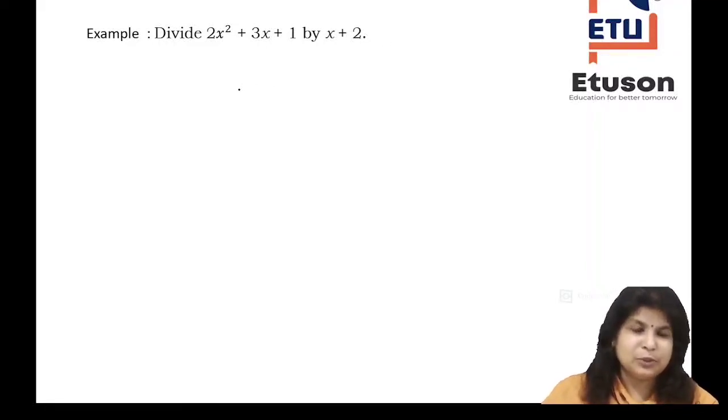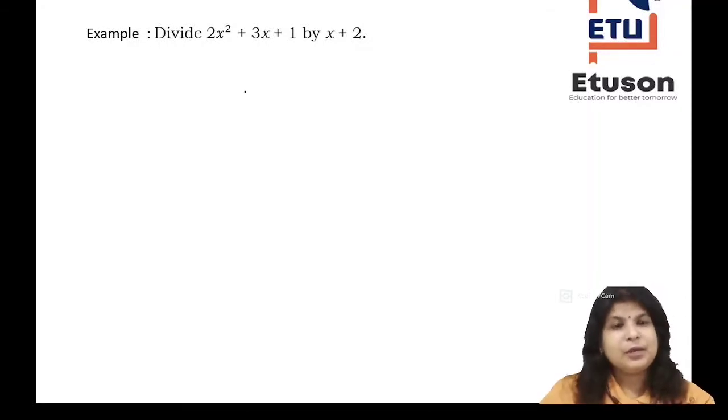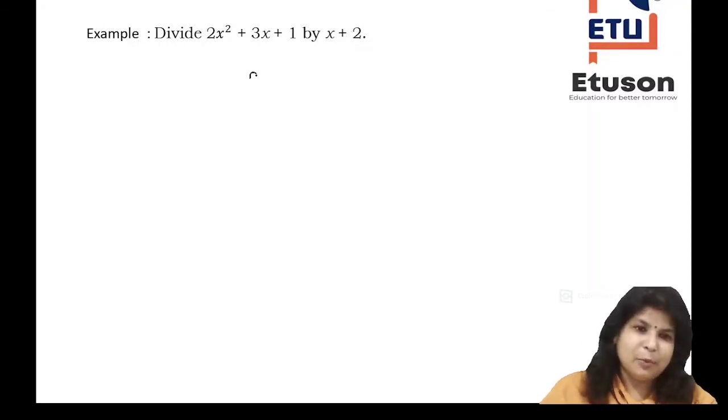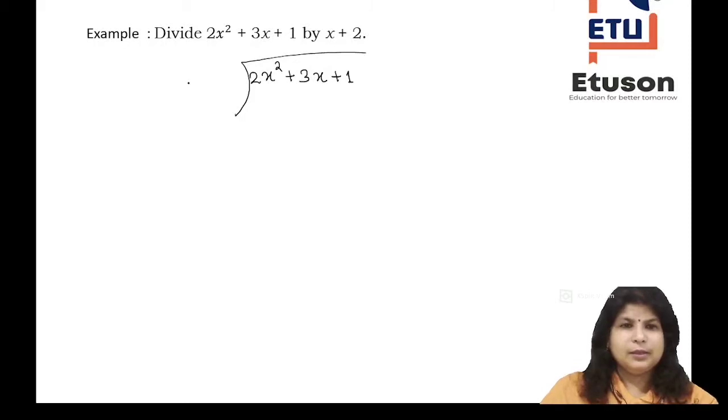So what you need to do is write it in the form of your long division method, how you used to write the dividend and the divisor. So let us write in that fashion. I am just writing the dividend here. And what is your divisor? Your divisor is x plus 2. Correct or not?